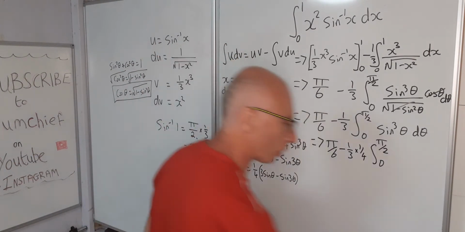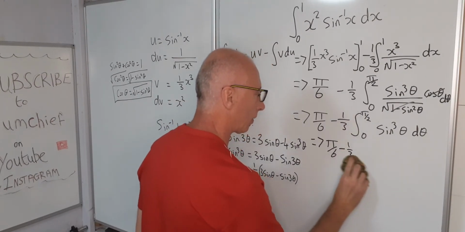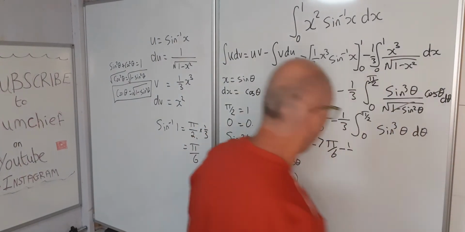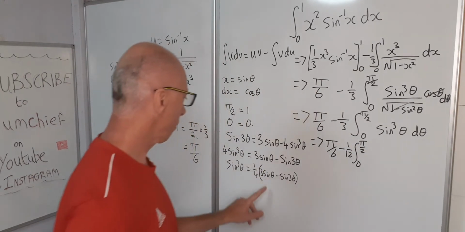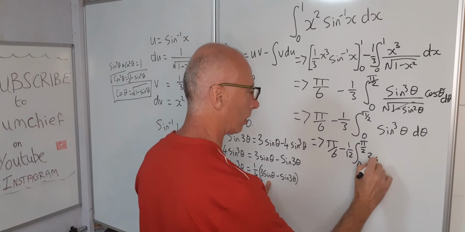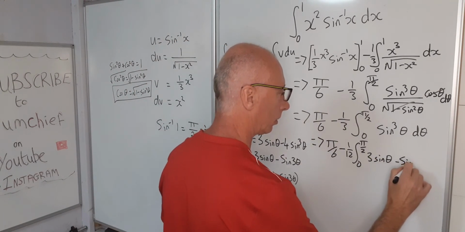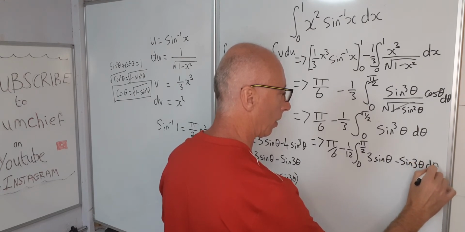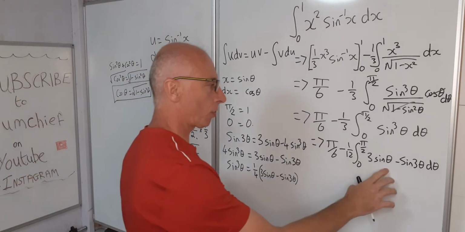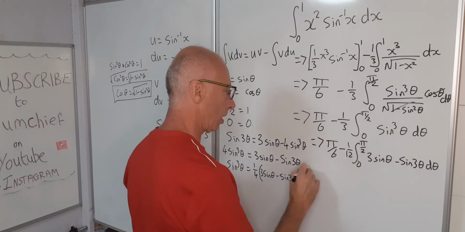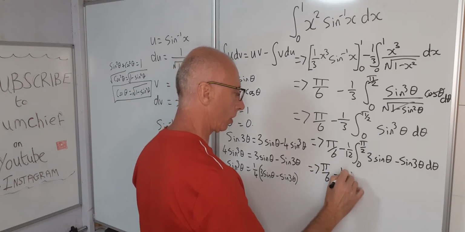Let's just give ourselves a bit more room here. Let's bring that 1/3 times 1/4 to 1/12. So 1/12, 0 to pi over 2, and then 3 sine theta minus sine 3 theta d theta. Okay, now we're ready to integrate this. That should be pretty straightforward with the sine on both of those. So now we get pi over 6 minus 1/12.